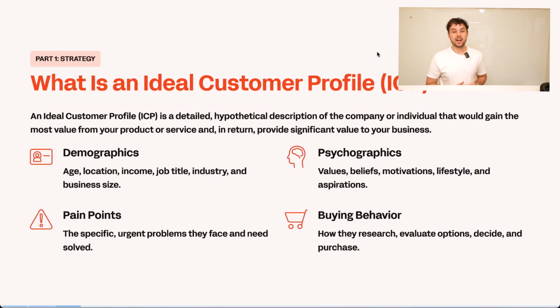First is going to be your ICP, or your ideal customer profile. This is very simply a hypothetical description of the company or the individual that would gain the most value from your product or service. This could be the demographic, like their age, how much money they make, a job title or an industry. This could be a psychographic, like the values or beliefs that they hold. This could be pain points, like they have a very specific urgent problem that they face, or a specific buying behavior, like how they research or how they evaluate options.